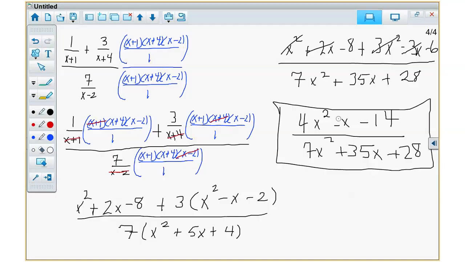Now the only other thing I would tell you there is those may be factorable. I don't think the first one is, but you could try it. You can try to factor them and see if something cancels out, but I don't think they are. And that's how you do complex rational expressions.